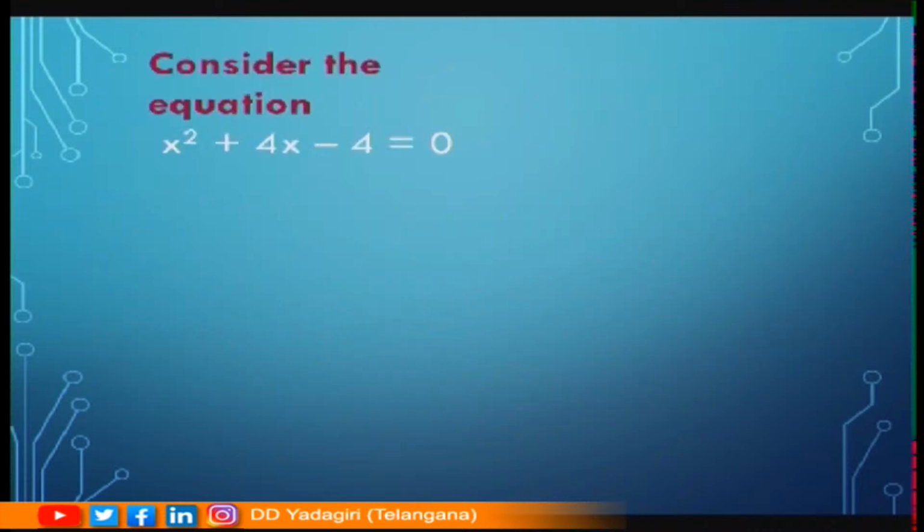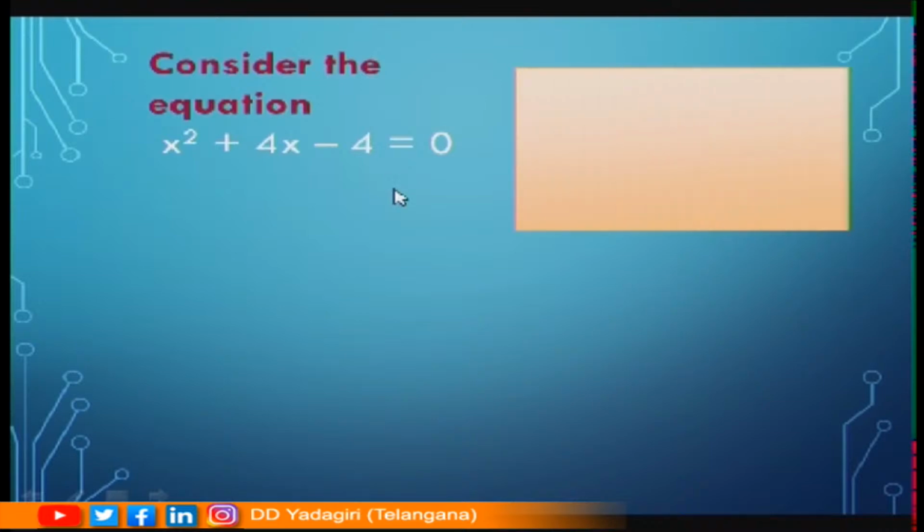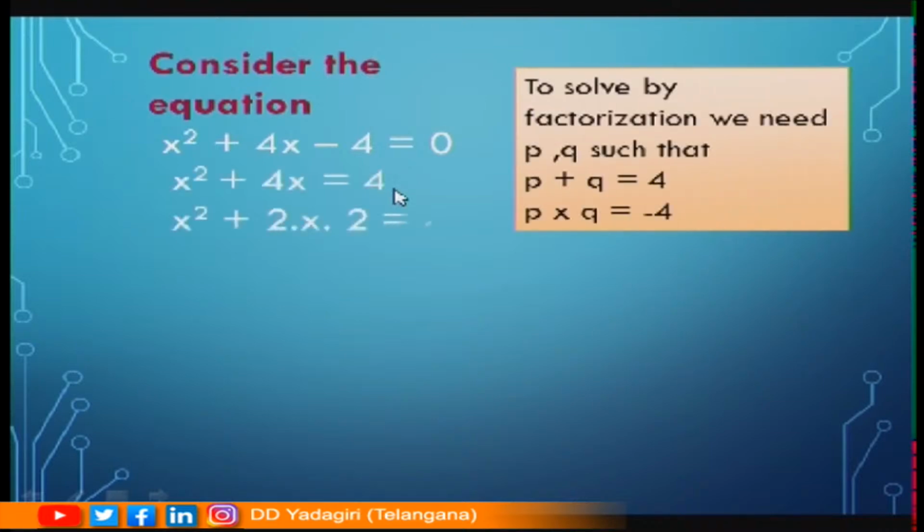Now, let us get back to our equation, which is x square plus 4x minus 4 is equal to 0. So, what am I doing here? I am transposing this minus 4 from the left hand side to the right hand side. So, I get an equation x square plus 4x is equal to 4.